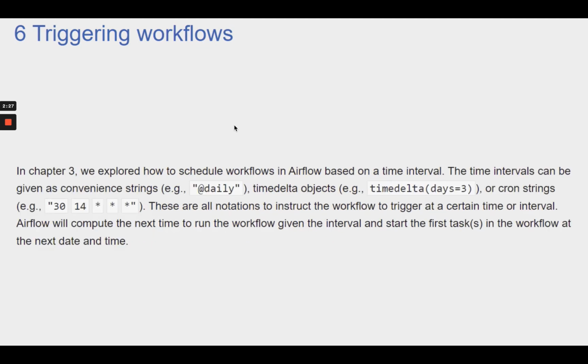In Chapter 3, we explored how to schedule workflows in Airflow based on a time interval. The time intervals can be given as convenience strings, for example, @daily, timedelta objects, for example, timedelta(days=3), or cron strings, for example, 30 14 * * *. These are all notations to instruct the workflow to trigger at a certain time or interval. Airflow will compute the next time to run the workflow given the interval, and start the first task or tasks in the workflow at the next date and time.